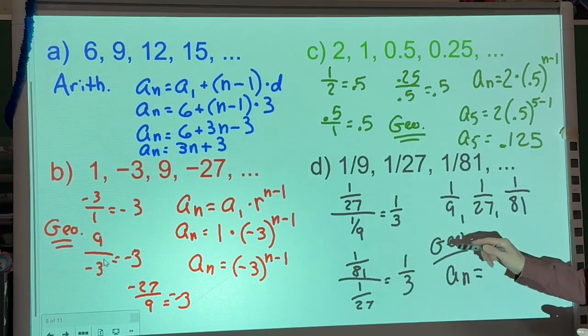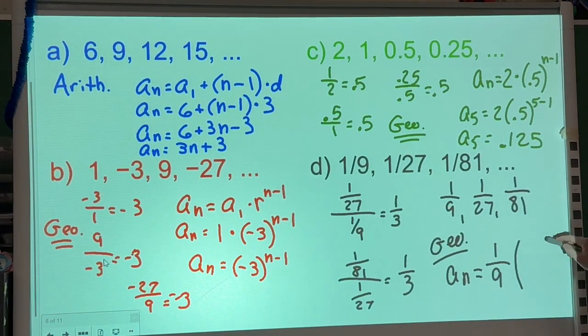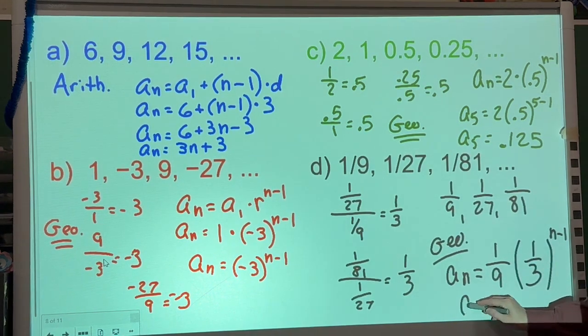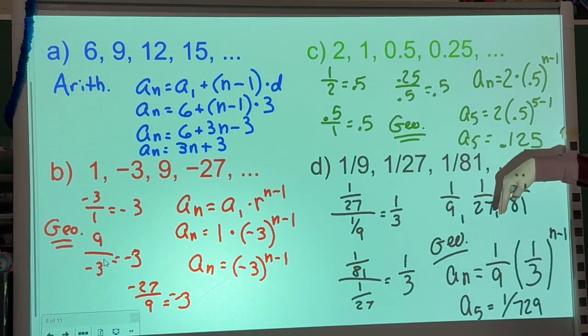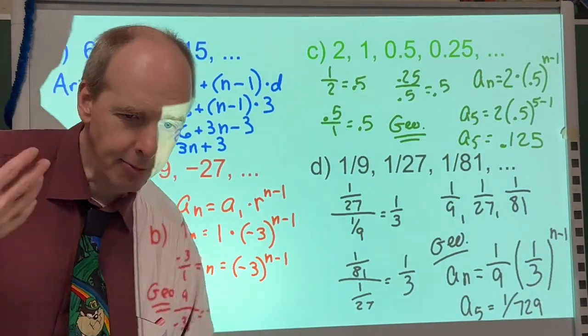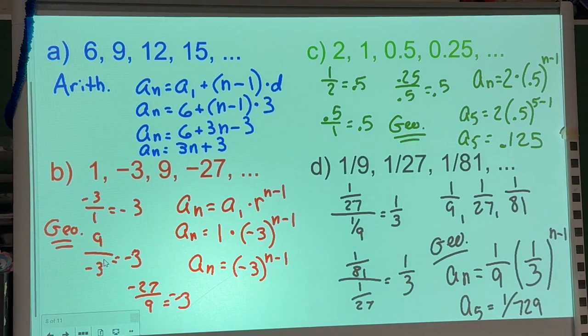A sub n would equal our first term, 1 over 9, times our ratio of 1/3 to the n minus 1. To find your fifth term, plug a 5 in here. 1 ABC 9, putting in parentheses next, 1 ABC 3, closing my parenthesis. Exponent 5 minus 1 is 4. So a sub 5 is 1 over 729. We just multiply by 3, multiply by 3, multiply by 3, multiply by 3. The top, you multiply by 1, 1, 1, it stays the same.